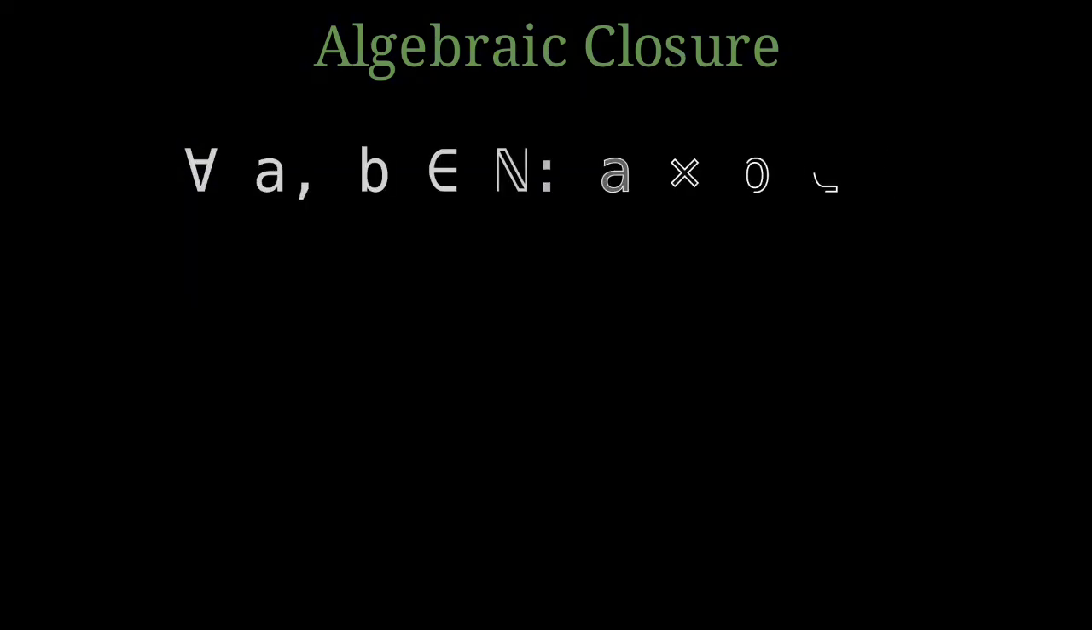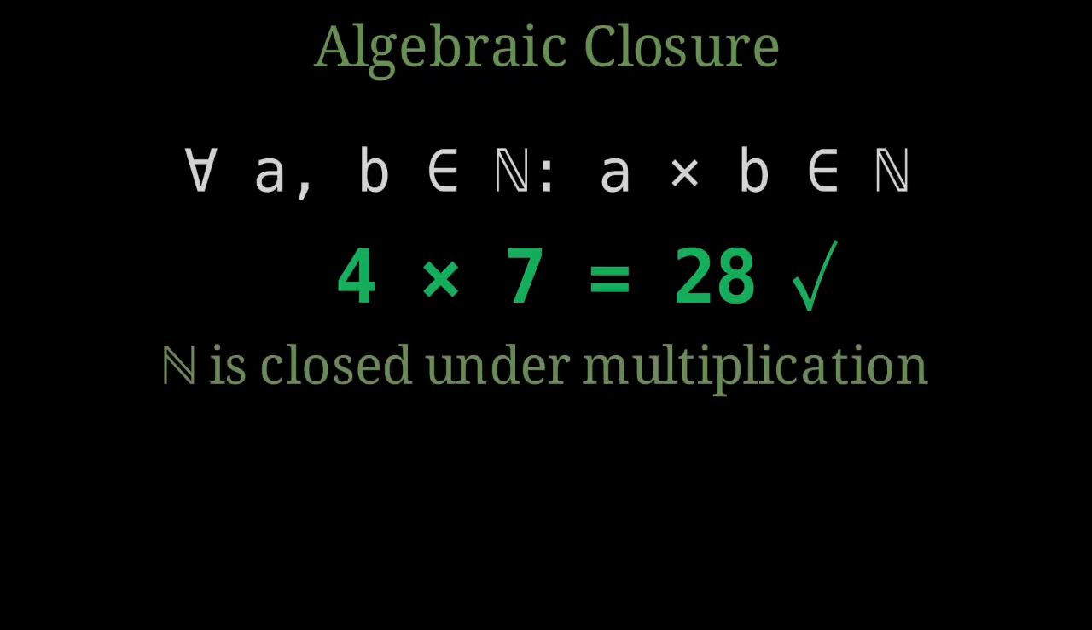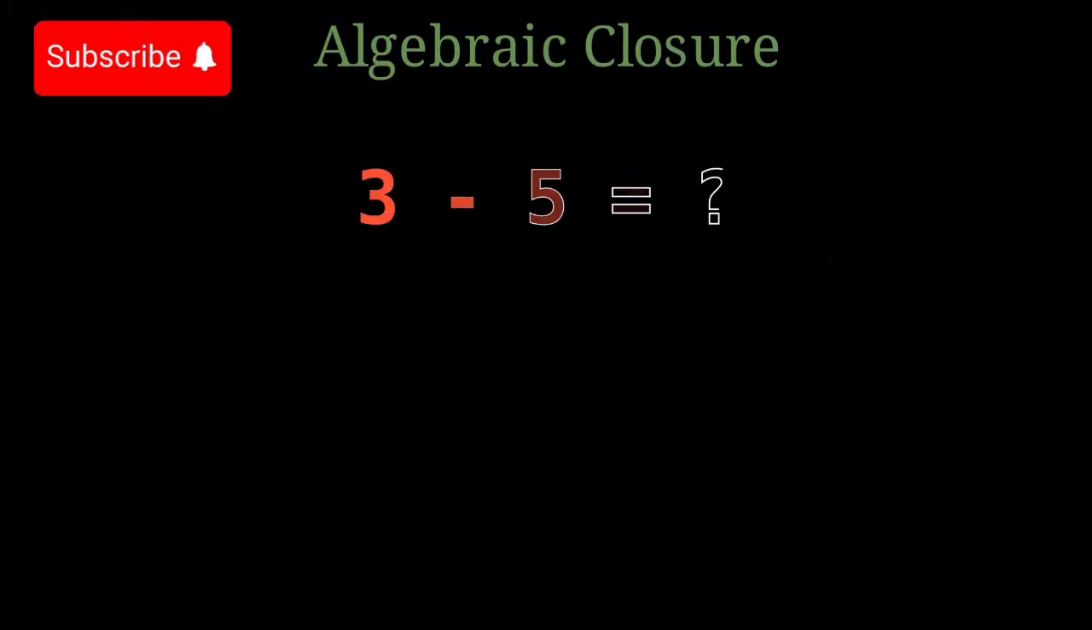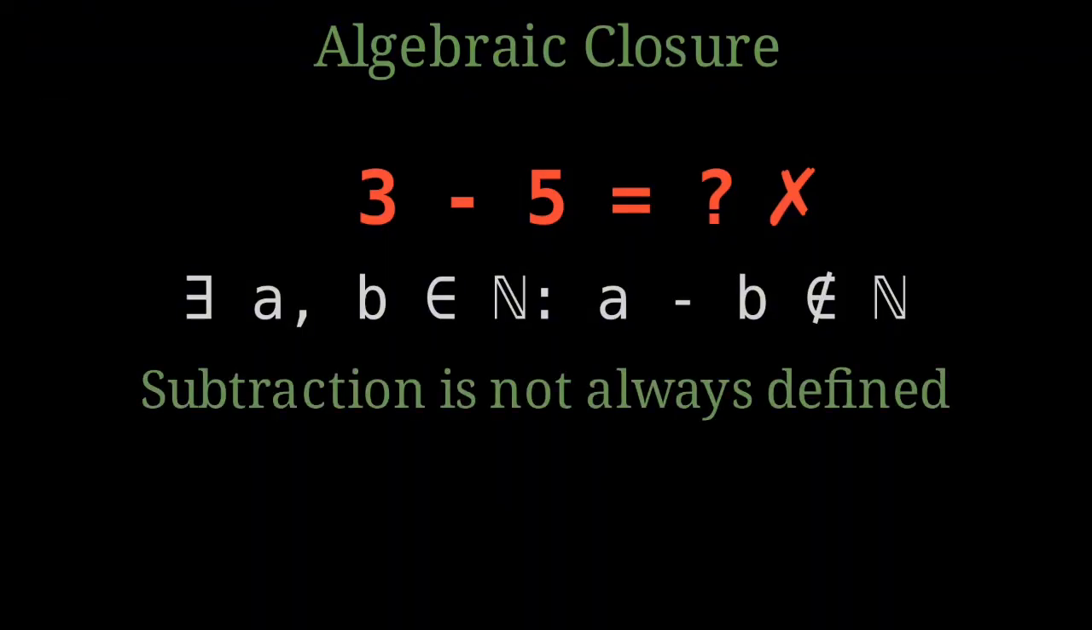Multiplication is also closed on N. For all a and b in N, a times b is also in N. For example, 4 times 7 equals 28. This works. Multiplying any 2 natural numbers always produces another natural number. But subtraction is not closed on N. Look at 3 minus 5. What is the result? There exist natural numbers a and b where a minus b is not in N. Subtraction is not always defined on natural numbers.